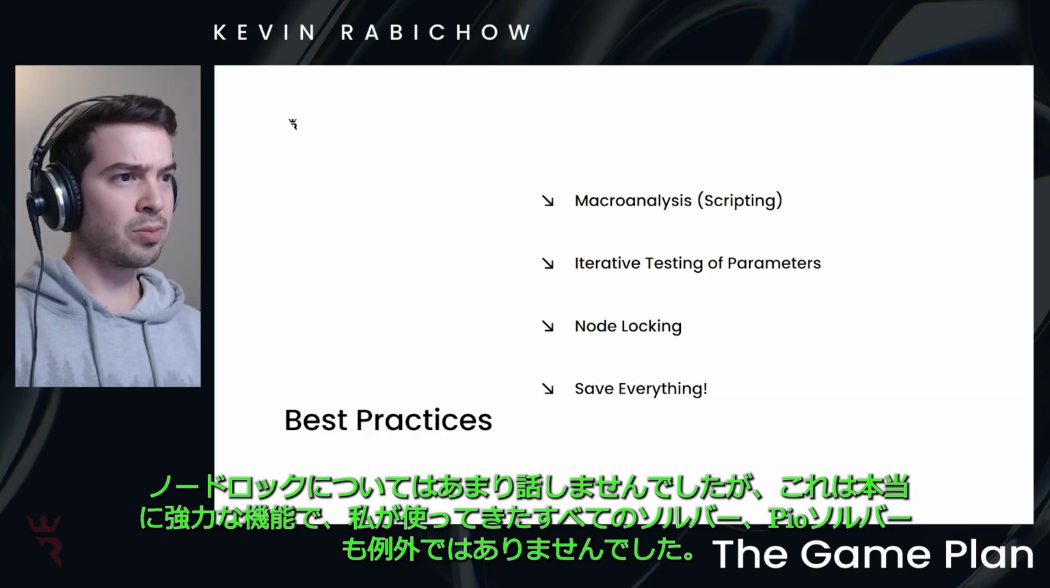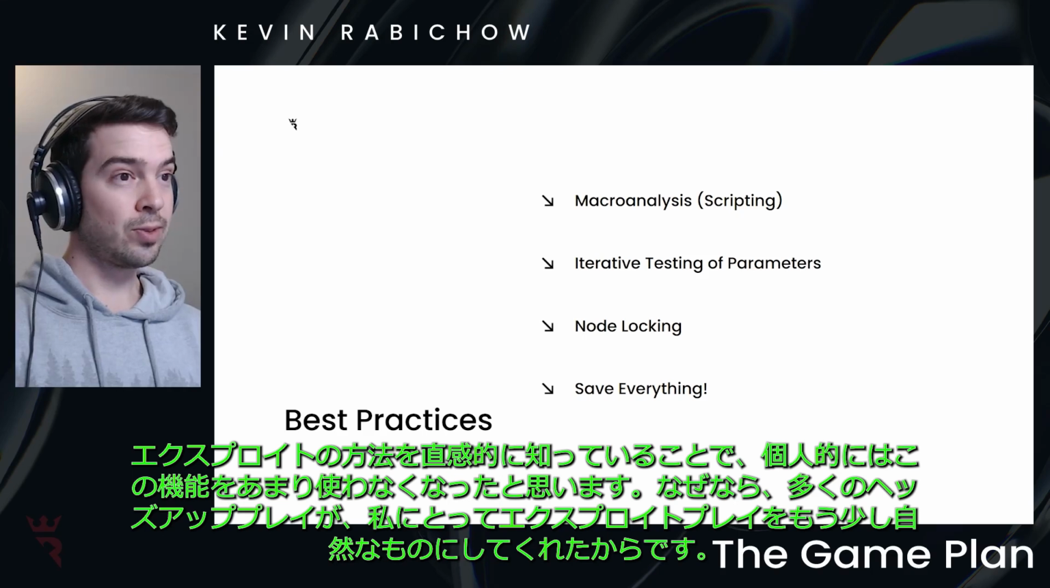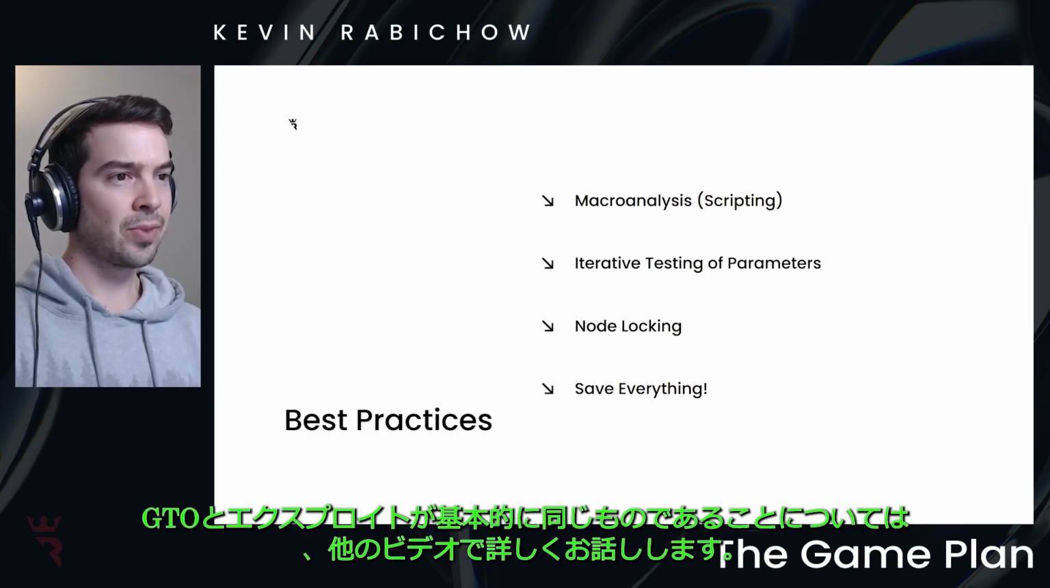I didn't talk too much about node locking, but this is a really powerful feature in all the solvers that I've used, and POSolver is no exception. I think knowing intuitively how to exploit has helped me use this feature less personally, because a lot of heads up play has made exploitative play a little more natural for me. But if exploitative play is not natural to you, then node locking shows you what that looks like. It'll show you how to take advantage of whatever leak it is that your opponents have. And I think that spending some time analyzing adjustments is a huge part of GTO study. And I'll talk more in other videos about how GTO and exploit are basically the same thing.